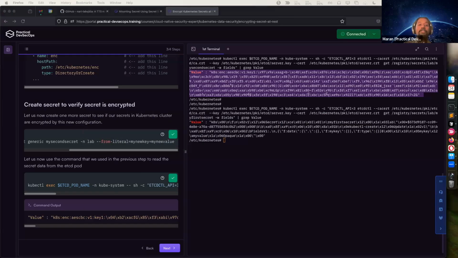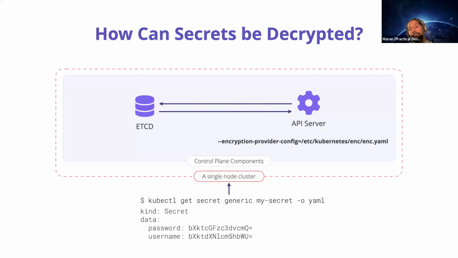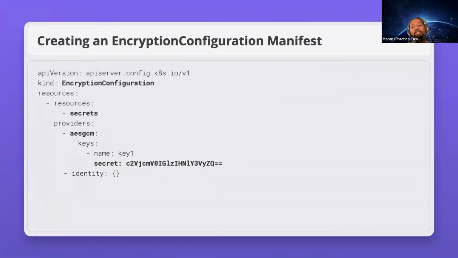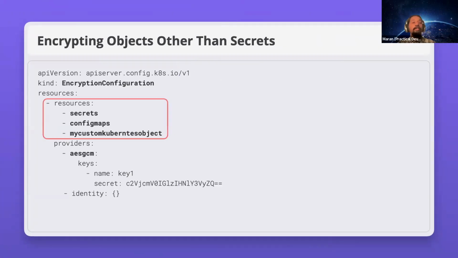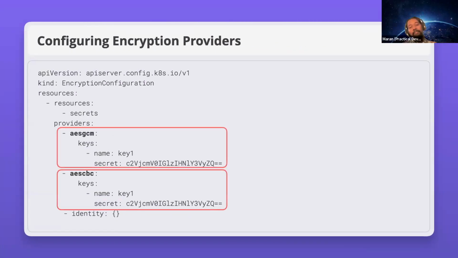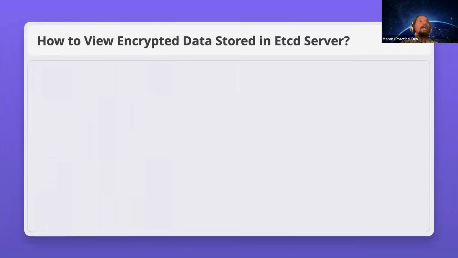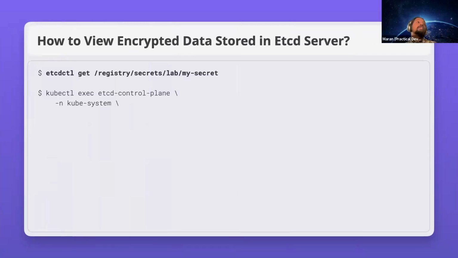In order to decrypt secrets at runtime, all you have to do is use the kubectl get secret option, and that's going to decrypt the secrets for you, right? So we created this encryption configuration manifest file, and if you want to encrypt Kubernetes objects other than secrets, all you have to do is mention them right there: secrets, config maps, any other custom Kubernetes objects that you create. You can also have multiple keys. You can also have multiple encryption providers. So during decryption, if you have a secret rotation in place, each of those keys will be tried during decryption, right? And we've also seen how to get inside the etcd data store.